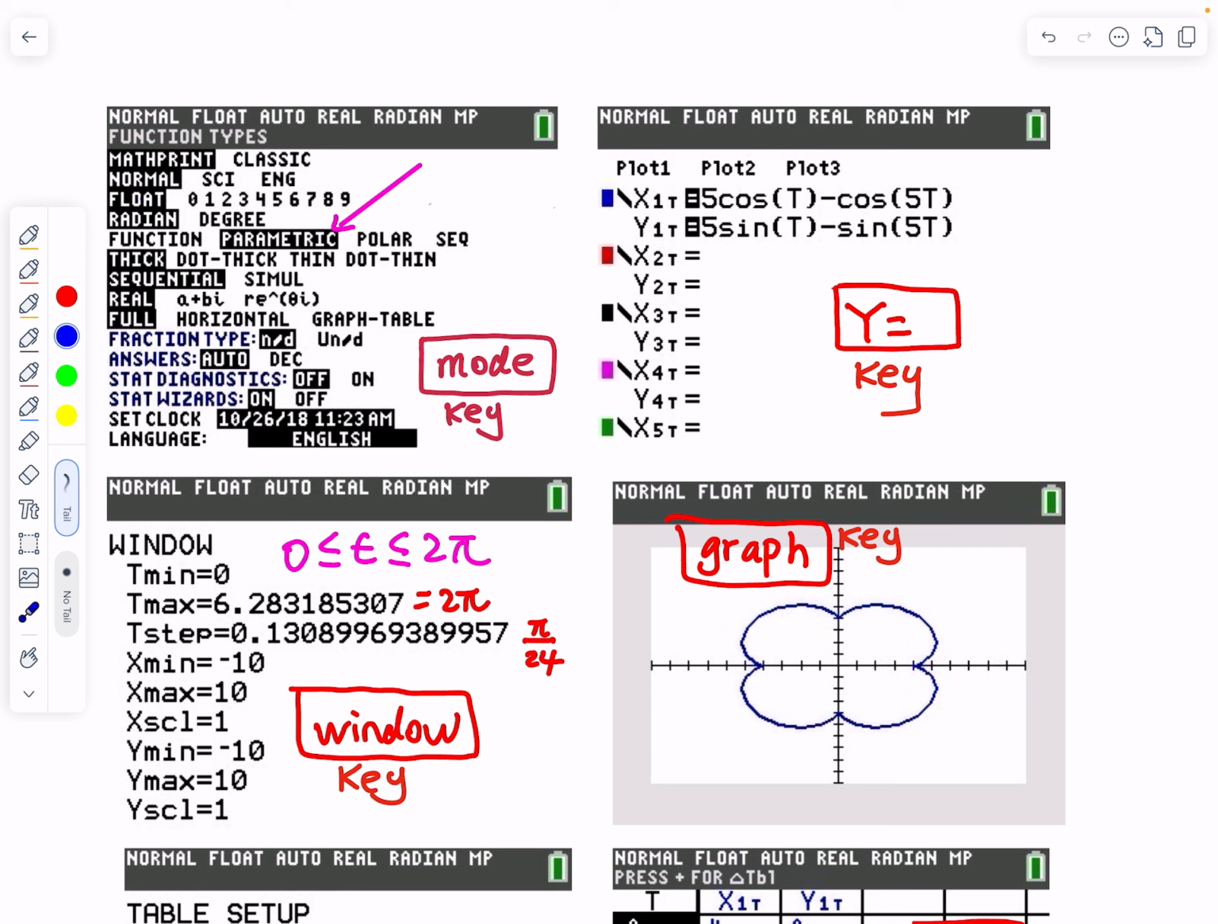Okay, if that is ready, then you go to the x1, and then you put pi cosine t minus cosine pi t, and then for y, pi sine t minus sine pi t.